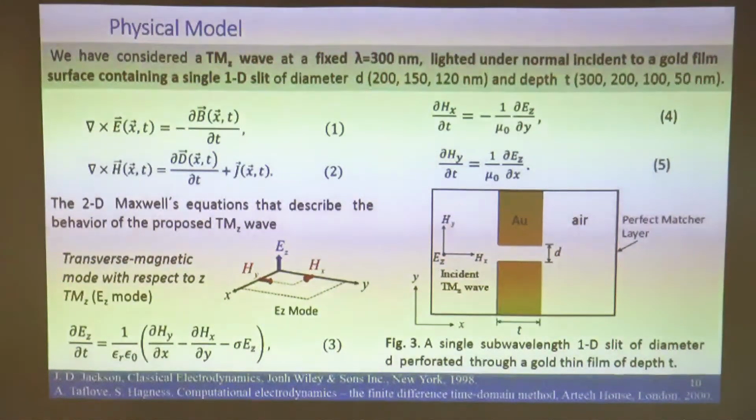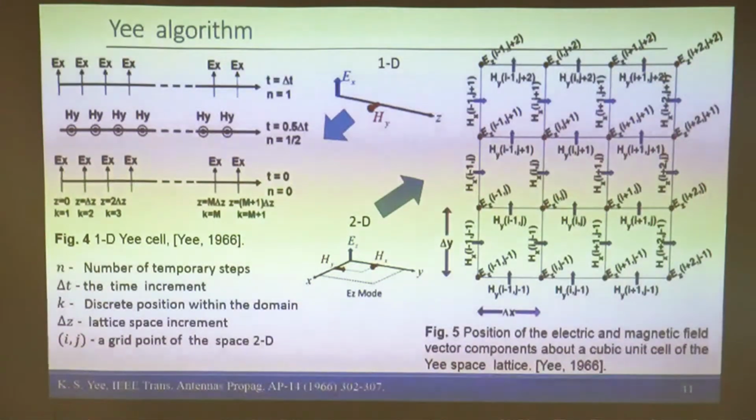this aperture or slits. So what I did here is I applied the Yee algorithm. So in this case I have this 1D electromagnetic wave. So I have electric field, magnetic field here. So what I did is discretize this by using the Yee algorithm. So this is in 1D, this is in 2D here.